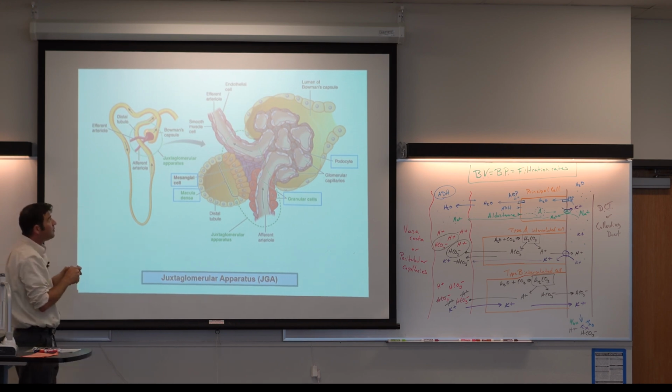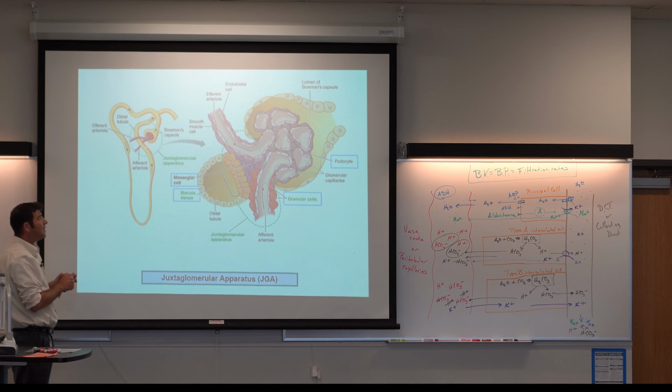Here, notice that this is Bowman's capsule. As we go away from Bowman's capsule, this is our proximal convoluted tubule. It eventually makes its way down into this descending limb. Then we make our way back up this ascending limb. And then the ascending limb gives way to the distal convoluted tubule.